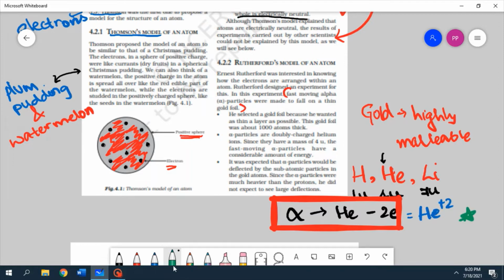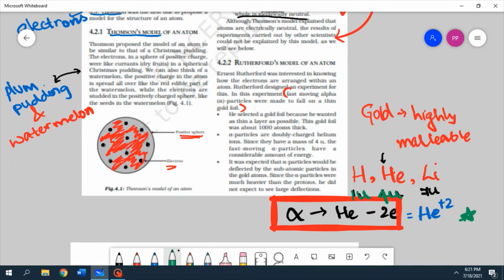All right. So helium has a mass which is neither as light as hydrogen nor as heavy as lithium. So it has a moderate mass, which is why they have a considerable amount of energy. Alpha particles have a considerable amount of energy because helium has a moderate mass. All right. And it was expected that alpha particles would be deflected by the subatomic particles in the gold atoms.